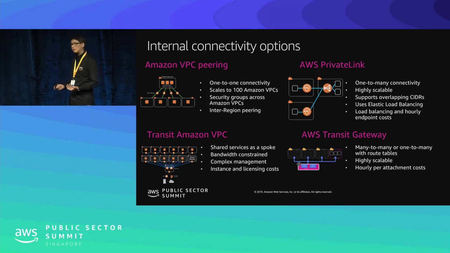It offers many connectivity options. It gives you an easy way to manage all the routes. It's highly scalable. It's running off the AWS Hybrid Plane, and it only costs based on a per attachment basis.